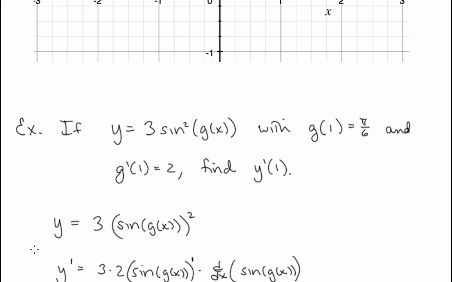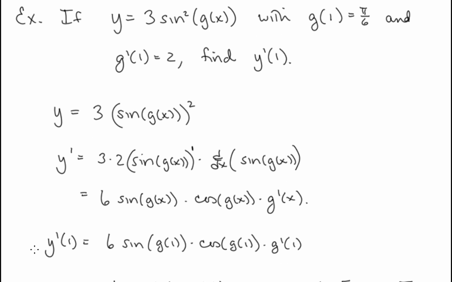Let's take a look at another. If y is equal to 3 sine squared of g of x, with g of 1 equals pi over 6 and g prime of 1 equal to 2, find y prime of 1. So they're telling us we have this composition here, but they're not giving us the inside function. They're just giving us some information about the inside function evaluated at x equals 1. So they want us to find y prime of 1.